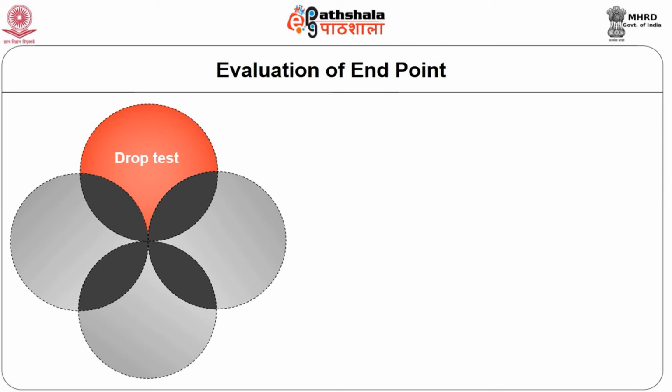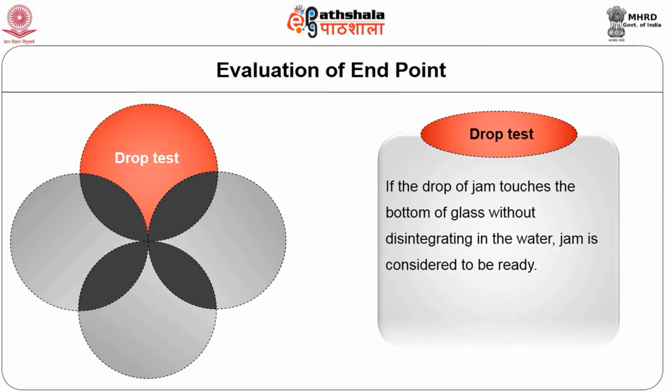In this method, a little quantity of jam is taken from the boiling pan in a teaspoon and allowed to air cool before putting a drop of it in a glass filled with water. If the drop of jam touches the bottom of the glass without disintegrating in the water, the jam is considered to be ready. The only drawback of this method is that jam sometimes gets overcooked while it is being cooled for testing.